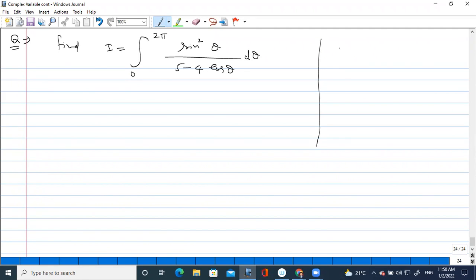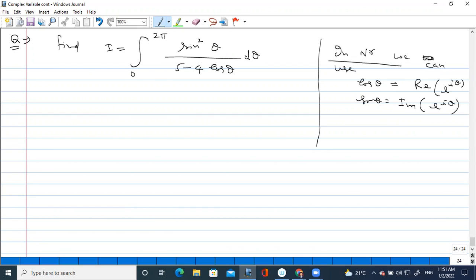In the numerator, we can use this: suppose cos theta is there, so that can be used as the real part of e to the power i theta. And if sin theta is there, we can use the imaginary part of e to the power i theta. So then the problem can be solved easily. Understood? In a numerator only, but not in the denominator.